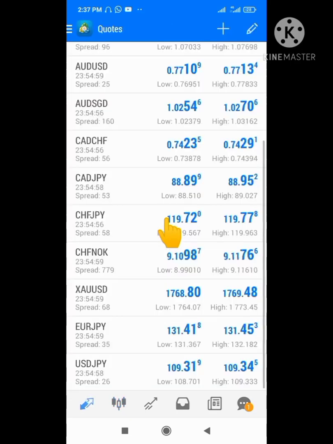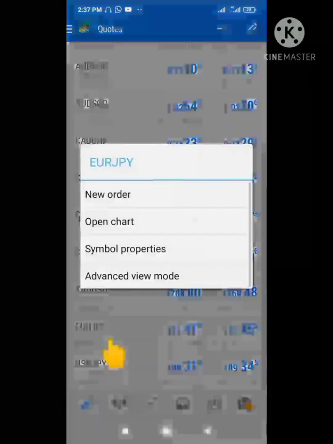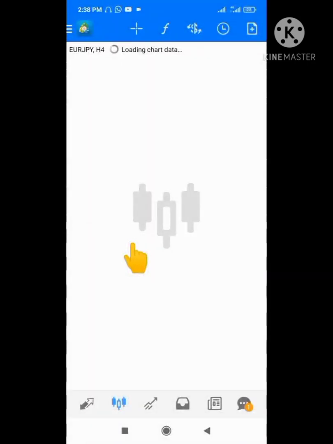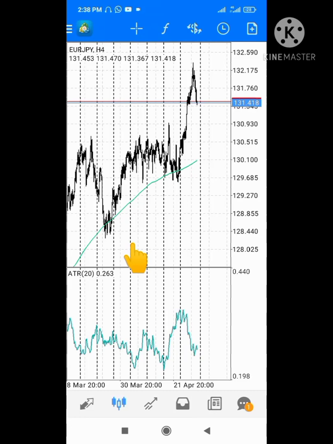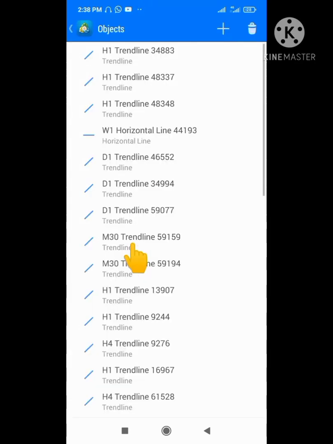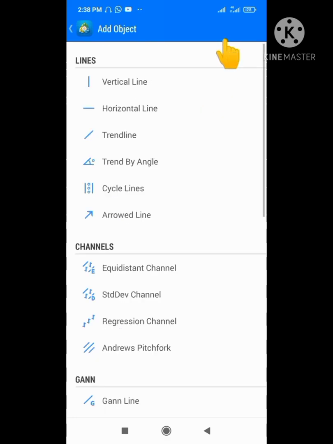If we switch to another pair, let's take a look at this pair with the Euro JPY, sorry, this one, Euro JPY. By the time you click on it, you're going to click on open chart. So as you click on open chart, now in this pair we do the same thing. If you look at it, you can tap the middle of your phone so that you click on this button. As you click on this button, then come back to here, tap here. As you tap here, click on trend line.